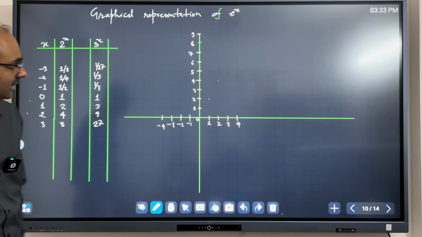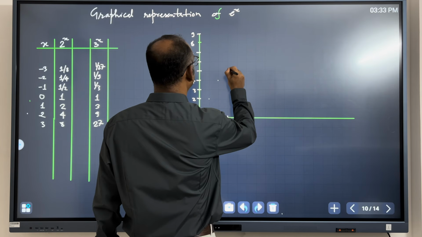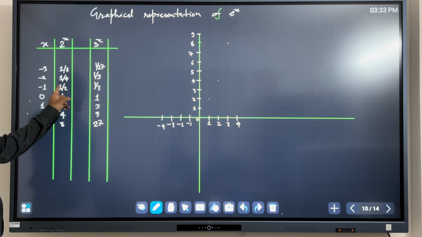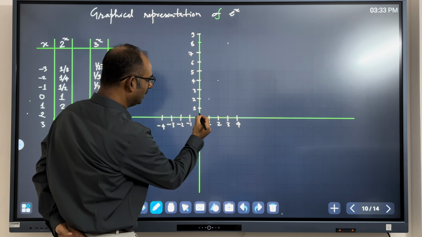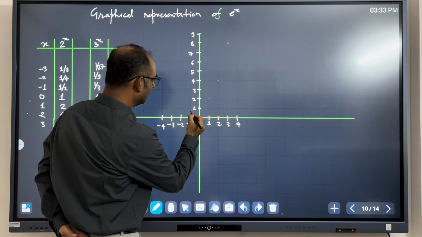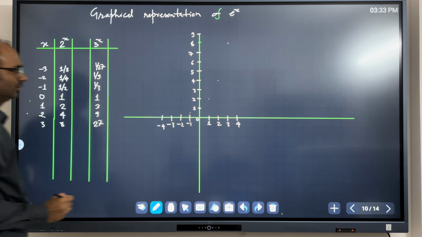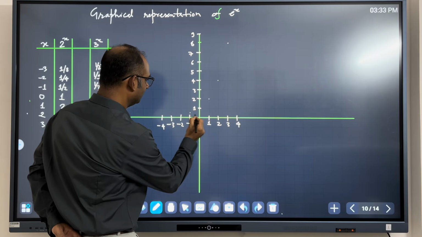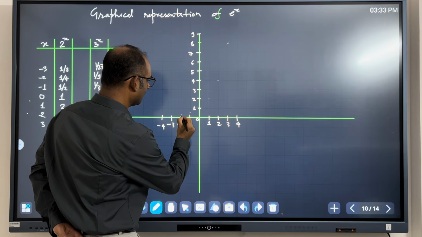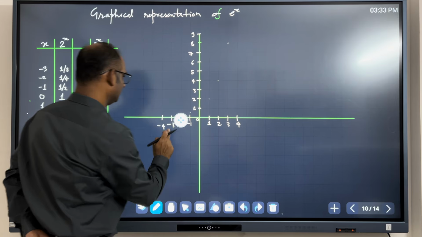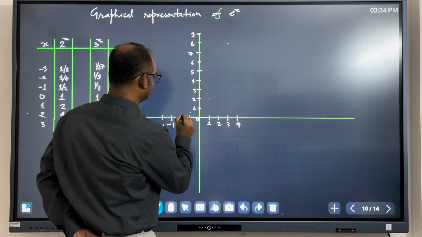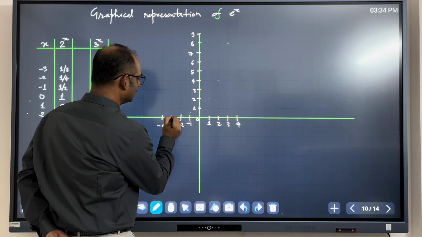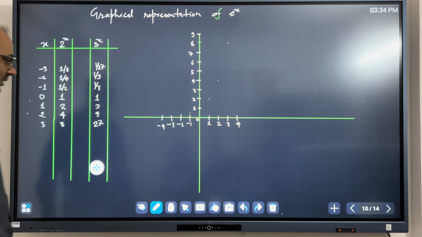Okay? You see, it's increasing fast. At x equal to 3, you are at 8. At x equal to minus 1, you are at half. So this much is 1, so half is somewhere here. So I'll be here. At x equal to minus 2, you are at 1/4 of it. So this is half. Half of that is 1/4. So it's somewhere here. Somewhere here. Okay, and this is 1/8. So somewhere here. Now let's draw a curve.